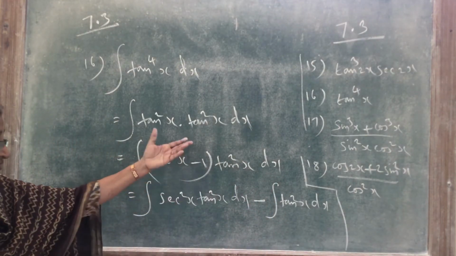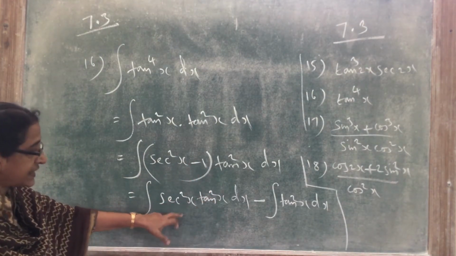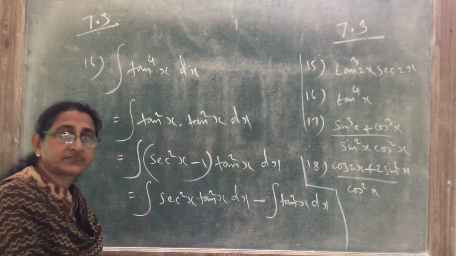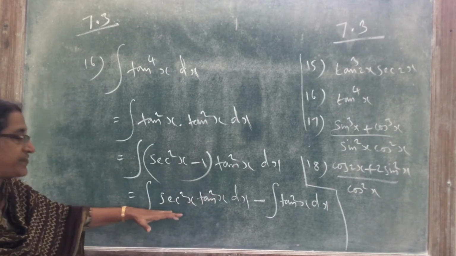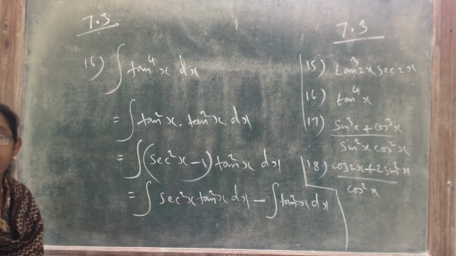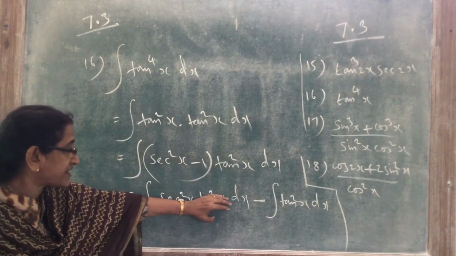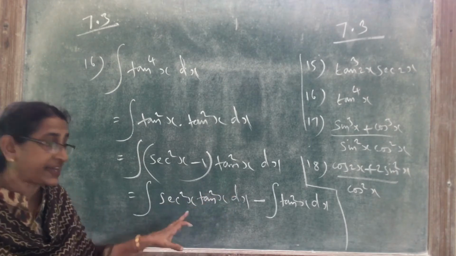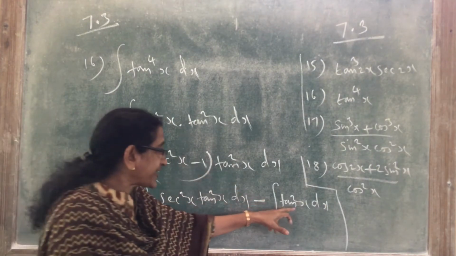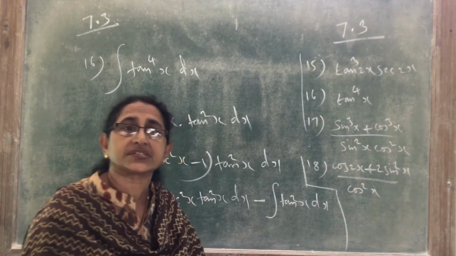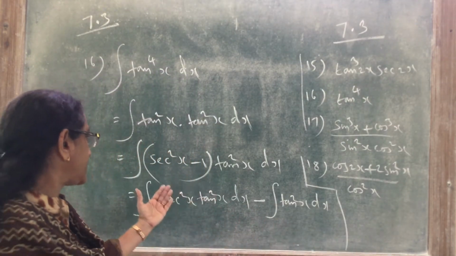Now we use 2 different methods for 2 different integrals. For this integral, sec square x tan square x dx, how to integrate this function? See, if you substitute tan x equal to u, the derivative sec square x is there. So in this integral, we substitute tan x equal to u. And how to integrate tan square x, that we know: write it as sec square x minus 1 and integrate. So 2 different methods we are using in these 2 integrals.